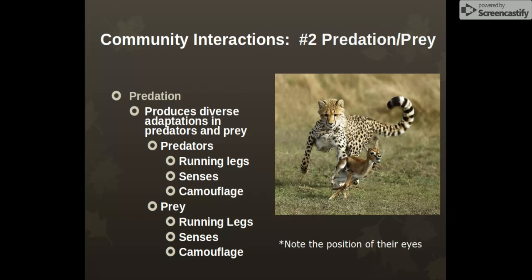And then camouflage so that they can ambush their prey. And this really depends on the predator and what its strategy is for catching prey. And then within our prey, we see that we have the exact same adaptations. Legs made for running, senses, they've got really good hearing and good eyesight to try and figure out if predators are nearby. They're camouflaged to be able to hide from predators.